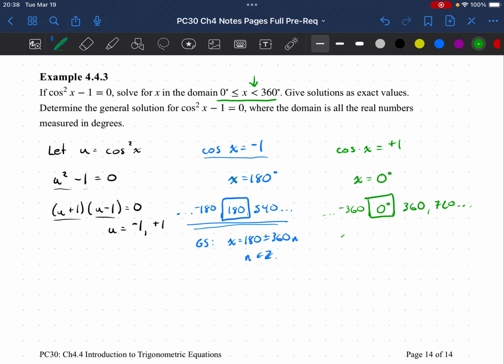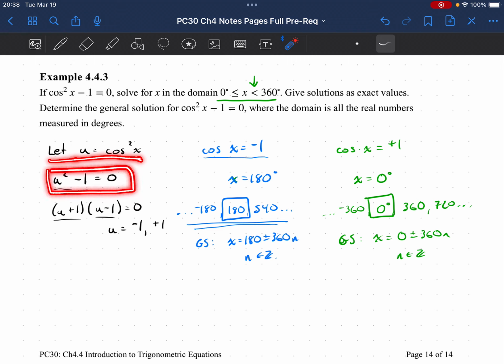Now the general solution for this one, if we wanted all the solutions, we'd have x is equal to 0 plus or minus 360n, where n could be any integer. All right, so that's how you solve trigonometric equations. I like to do the substitution trick to make this look like just another equation that you already know how to do. All right, so that's all for section 4.4.